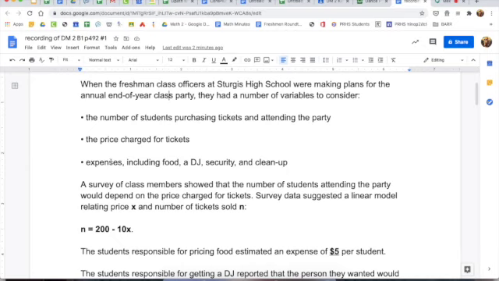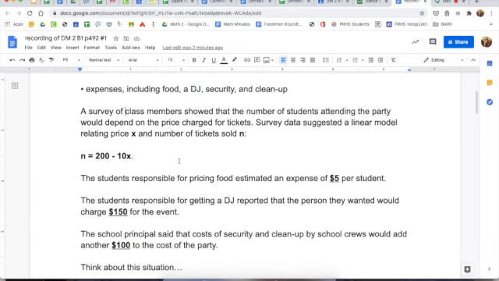And then a few things that we can figure out, like the expenses for the food, the DJ, and then security and cleanup. Some of these are quantities that depend on how many tickets are sold. Some of them, like the DJ, doesn't matter how many tickets we sell, the price is going to be the same, and the class is going to have to pay it, no matter how many people show up for the dance. A survey of the class members showed that the number of students attending the party would depend on the price charged for tickets.